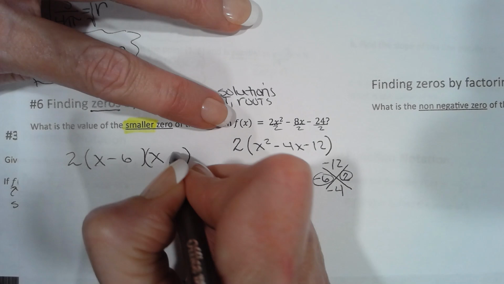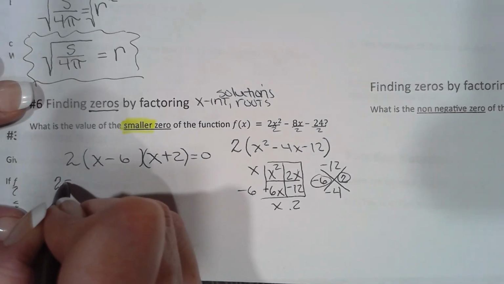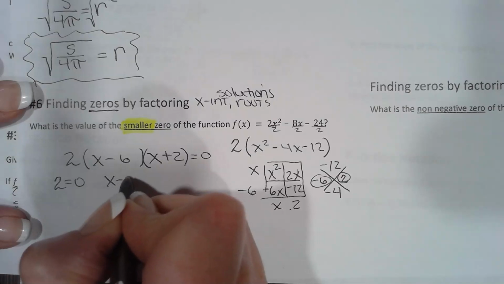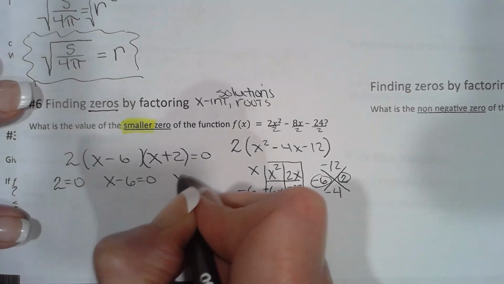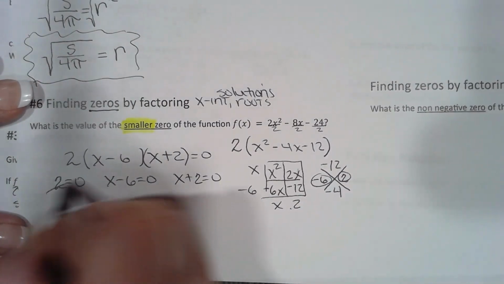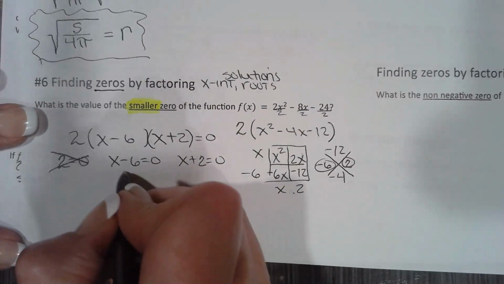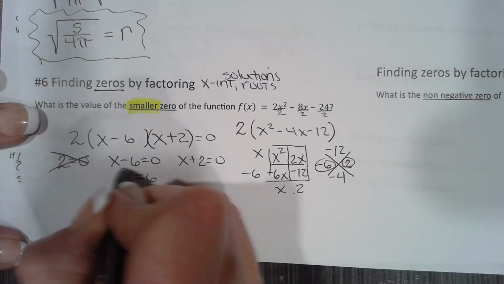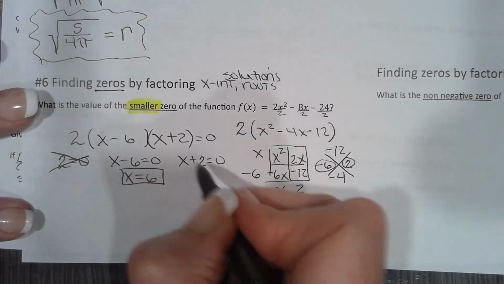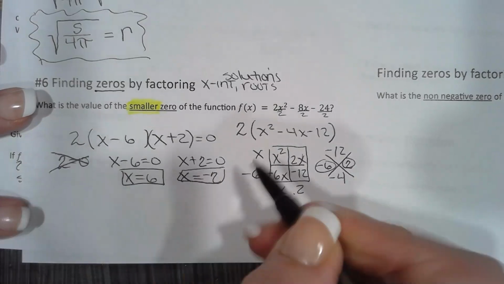Okay? I'm going to set each one of my factors equal to 0. So the first factor is 2 equals 0. Then x minus 6 equals 0. Then x plus 2 equals 0. The 2 equals 0 is an extraneous solution. It doesn't make sense. There's not a variable in it. Here, I'm going to add 6 on both sides, so one of my zeros is 6. Here, I'm going to subtract 2, so my other zero is negative 2.